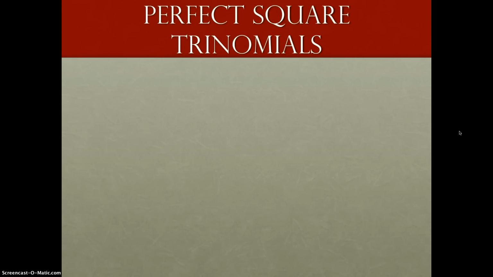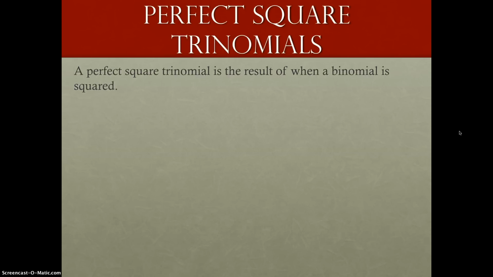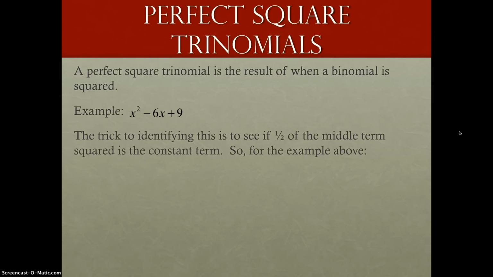We need to be able to recognize perfect square trinomials when we are completing the square. So let's talk about those a little bit. A perfect square trinomial is the result of when a binomial is squared. So for example, x squared minus 6x plus 9. We can identify that this is a perfect square trinomial because we can take half of the middle term and see if we square it, we'll get the constant term. So for the example above, half of negative 6 is negative 3, and if we square negative 3, we get 9. So half of the middle term squared resulted in the constant term.